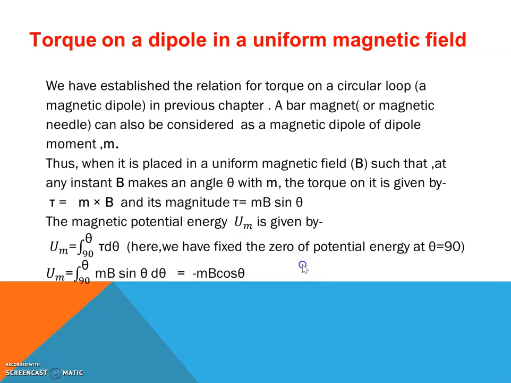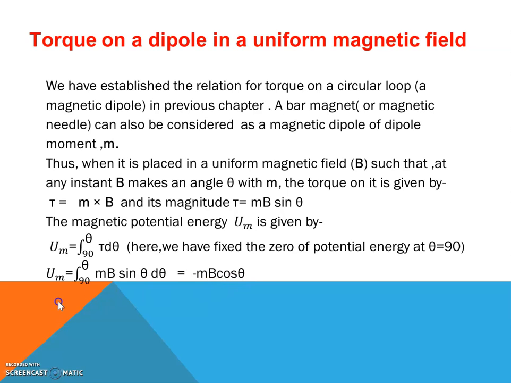Now, we know that for a small angle d theta, the work will be dW equals mB sin theta d theta. And for this specific rotation, the total work will be stored as potential energy of the system, and it will be given by the integral from lower limit 90 degrees to upper limit theta of mB sin theta d theta. After mathematical calculation, this relation will reduce to minus mB cos theta.